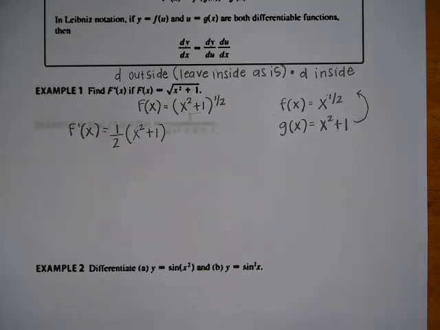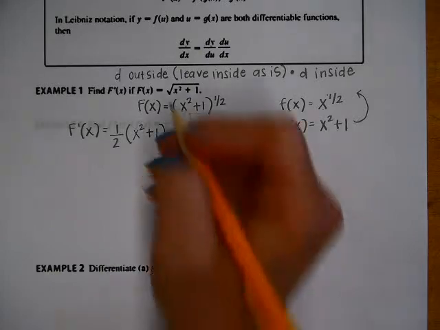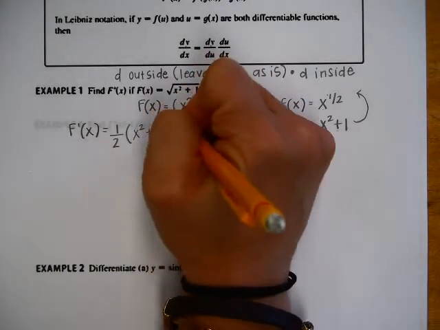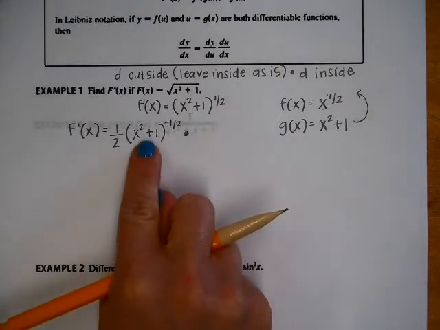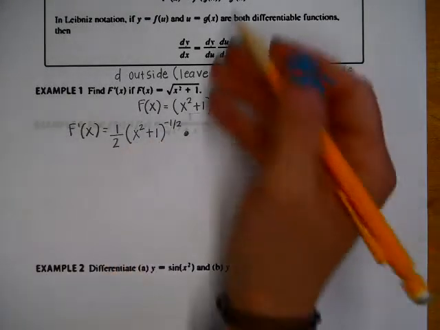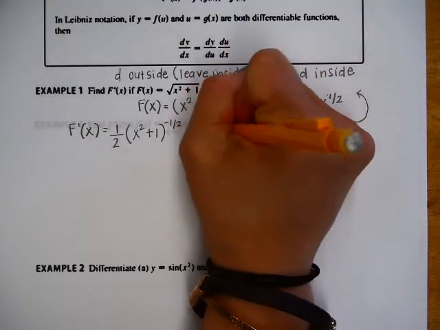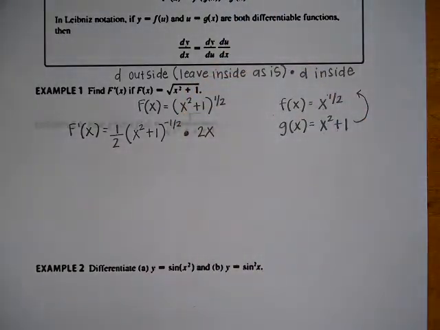So we're saying 1/2 minus 1, which gives us negative 1/2 times the derivative of the inside. And the derivative of x squared plus 1 is going to be 2x. So at this point, we've taken the derivative using the chain rule. The only thing we're going to do at this point moving forward is just to simplify and make that pretty.